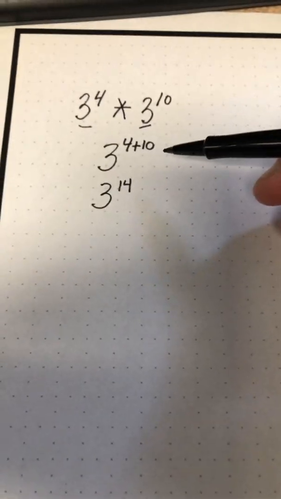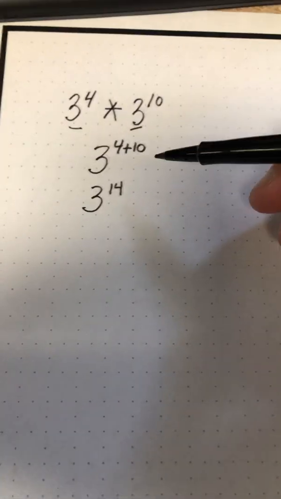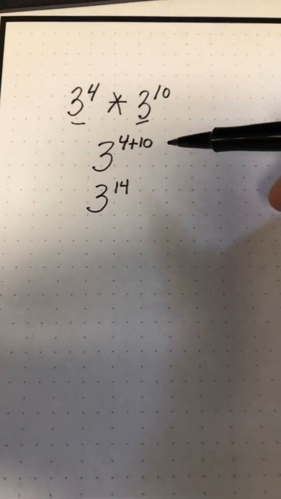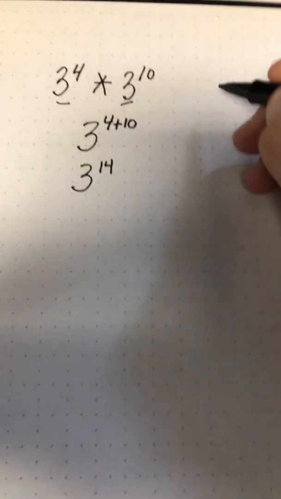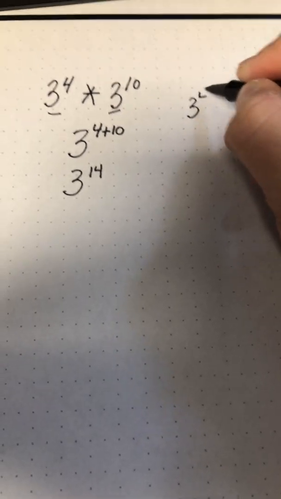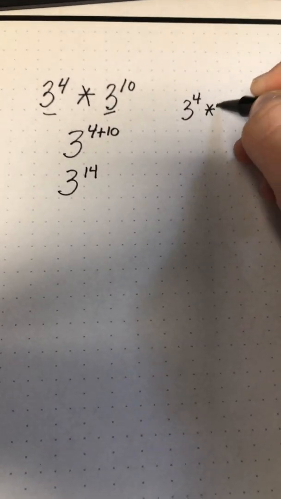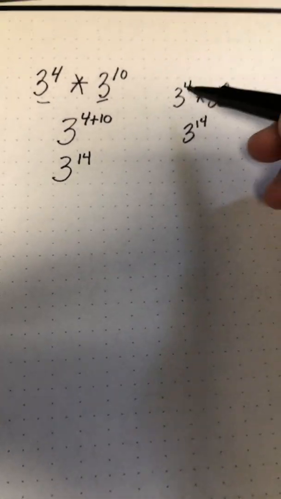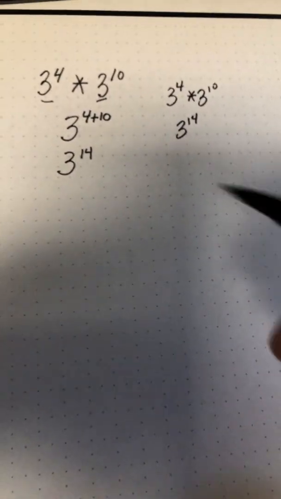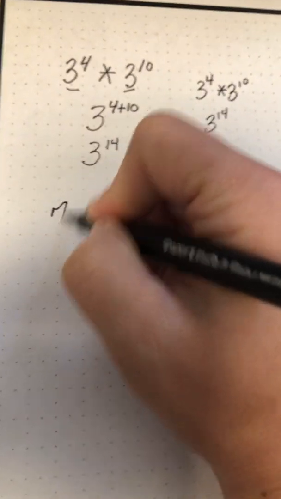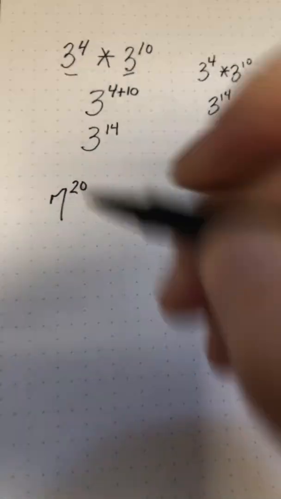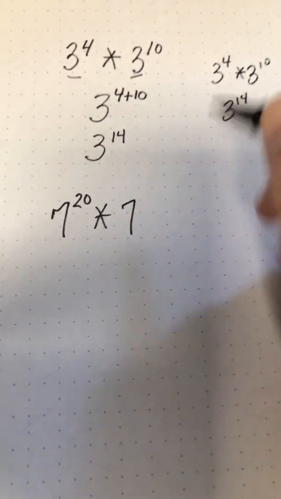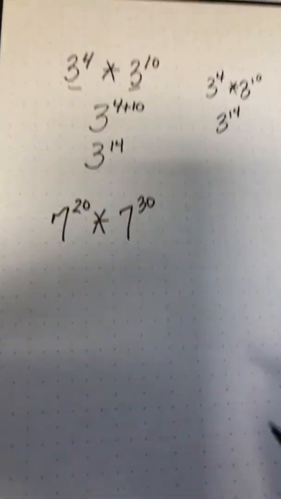Now I'm writing out this step. You really wouldn't have to do it. I'm just writing it because sometimes those additions may get harder, but just to show you. So what I would really write without showing you each step, if I were doing this problem myself, I would write 3 to the 14th because I know that 4 plus 10 is 14. So let's do another one, maybe a harder one. Let's say 7 to the 20th power multiplied by 7 to the 30th power.